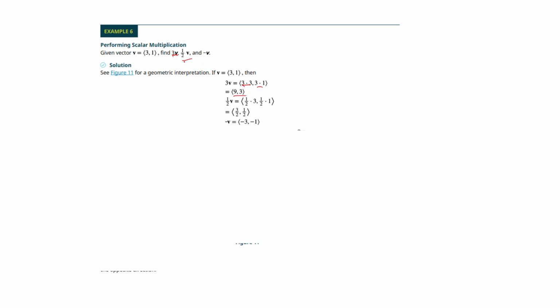How about 1/2 times the vector? Well, the individual components times 1/2. And then finally, negative v is like multiplying it by -1. It's going to change the values of the components, but just make them both negative.